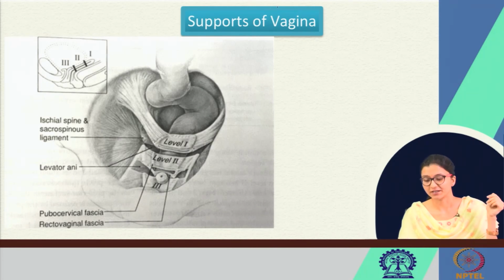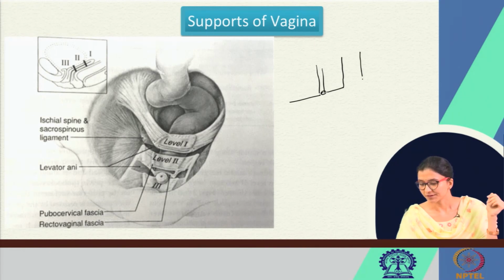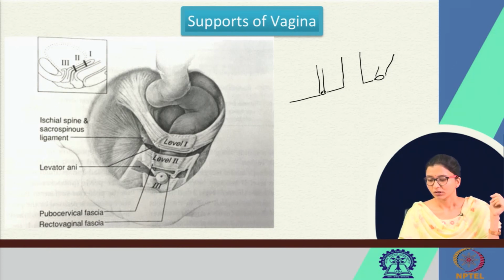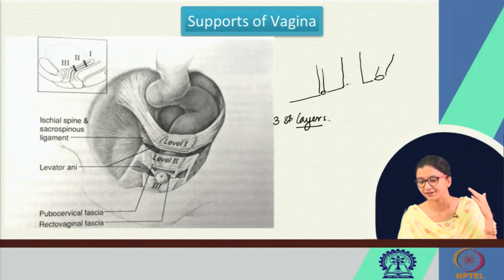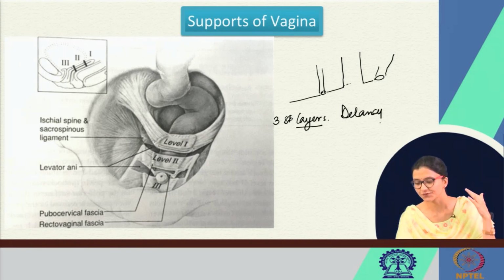Coming to the supports of vagina. I have already shown you the picture. This is the urethra, this is the vagina, and behind is the anus. So, vagina has to be supported, it has to have some support, or there will be more chance of prolapse, more chance of descent of pelvic organs through the vaginal opening. What are the supports? There are three layers of support. De Lancey's layers of support.